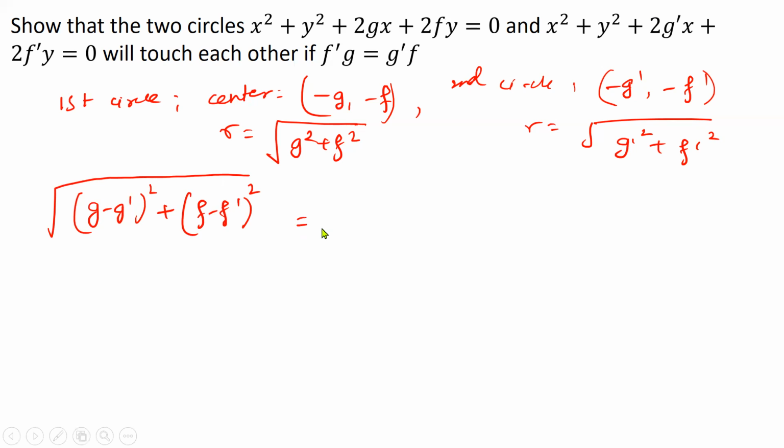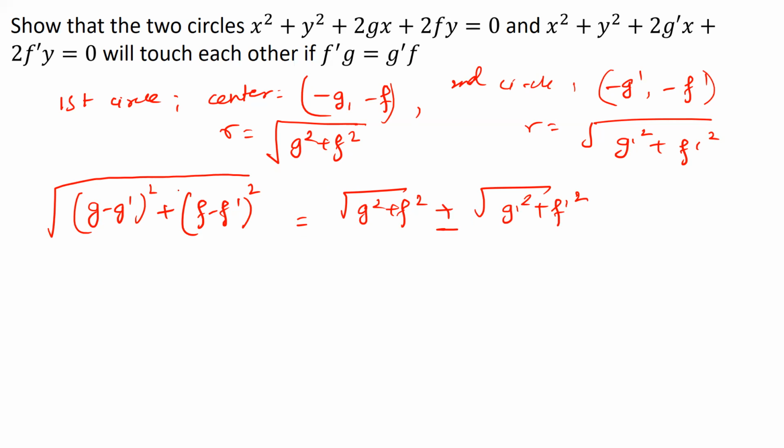So we know that the distance between the centers is either the sum of the radii or the difference of the radii. Assuming that this radius is bigger than this radius, it doesn't matter because we are going to square it anyway in the next step. So either it is equal to root over g square plus f square plus g dash square plus f dash square, or it's equal to the sum of the radii or the difference. So it can be plus or minus.